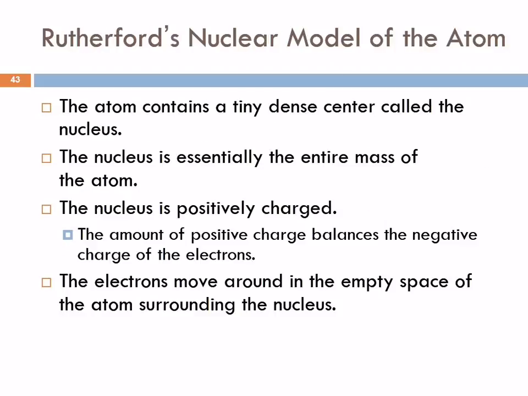So this is what we've talked about up until now in terms of the atom, Rutherford's nuclear model. So we've got this tiny dense nucleus with almost all the mass and all the positive charge, and then we've got the electrons doing something.